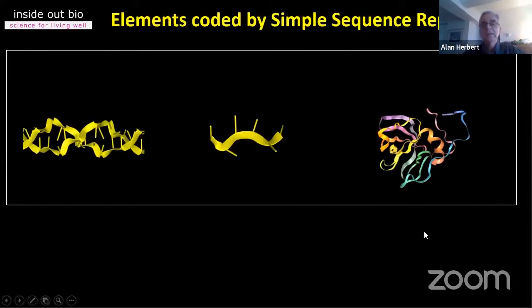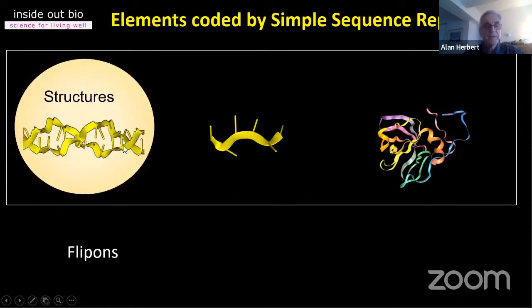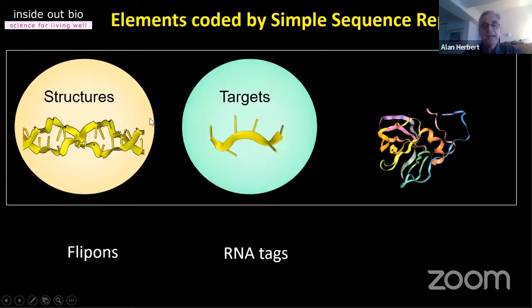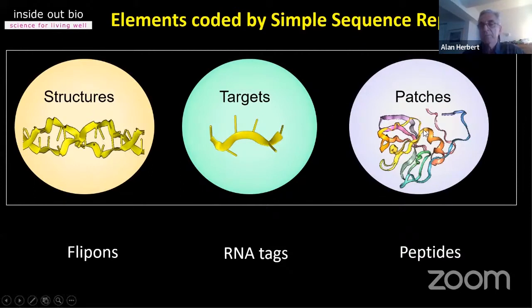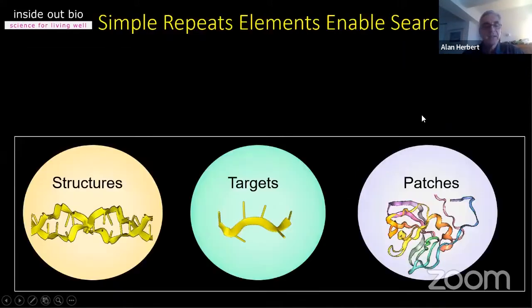And so these low complexity sequence repeats can make structures, as we've been talking about, that make flip-ons. They can actually tag RNAs so that you can tag a bunch of unrelated RNAs with the same particular low complexity sequence so that they can be co-regulated. And they also encode peptide patches on proteins. And that can also help these proteins find other proteins that may be necessary to help assemble a biological machine.